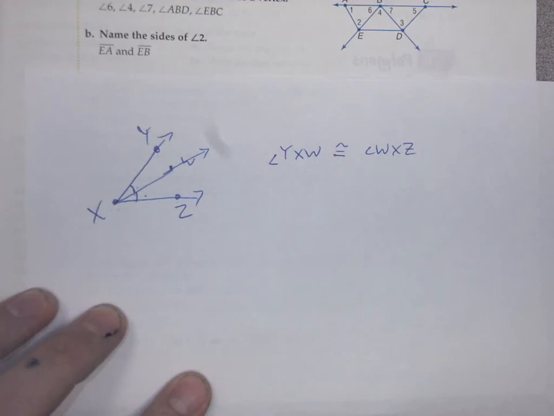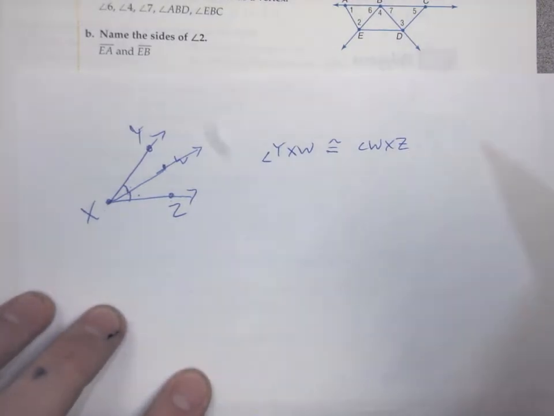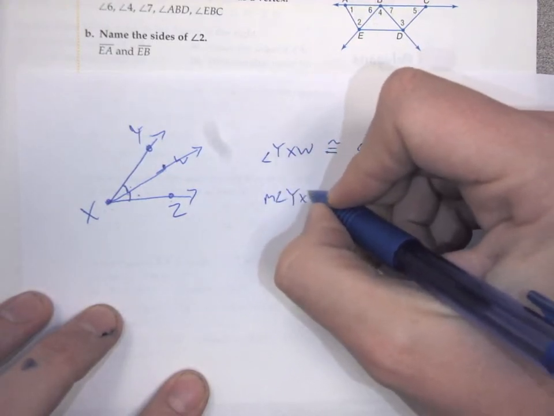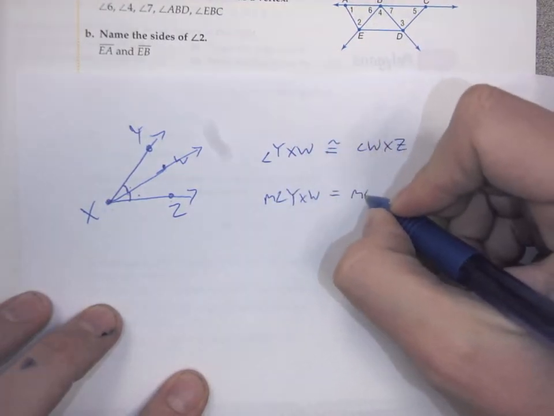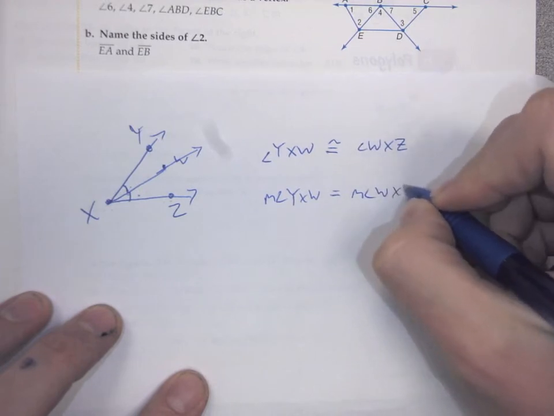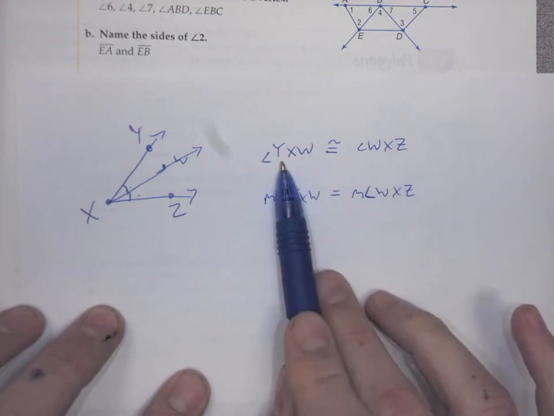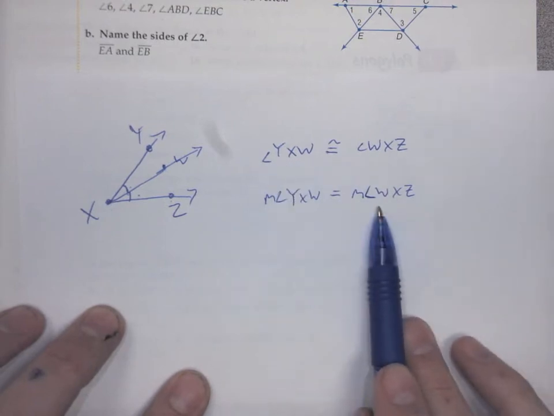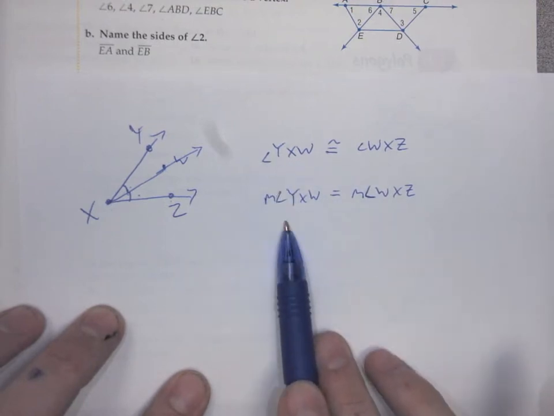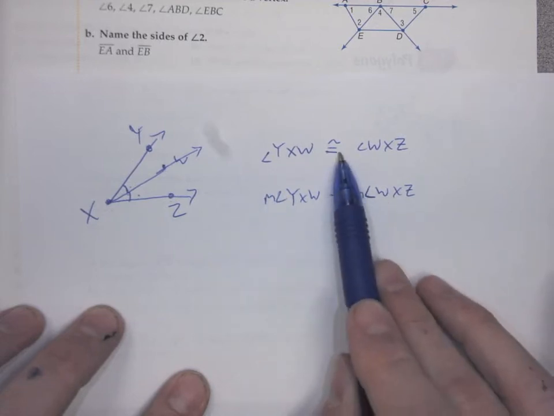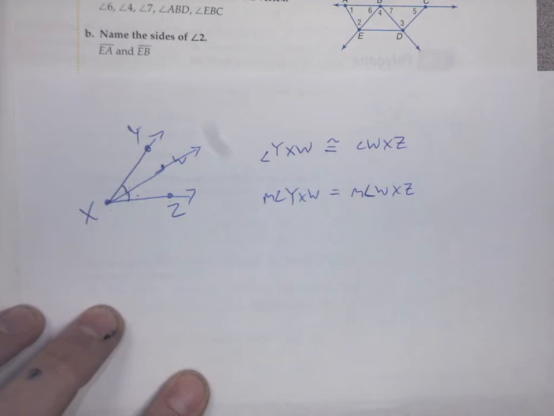Okay, notice I haven't even started the problem yet. I'm just unpacking the diagram. So this is true. What that also means is that the measure of angle YXW is equal to the measure of angle WXZ. Shapes are congruent, measurements or numbers are equal, and so the difference between what I wrote here is that this has an M in front, and this has an M in front. We're talking about numbers, and this is an equal sign, and this is a congruent symbol. So that's one thing I know.